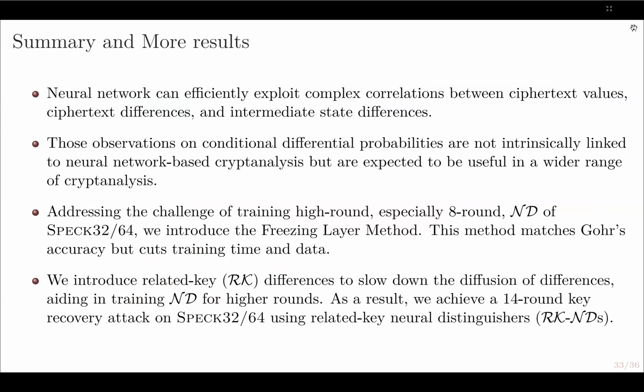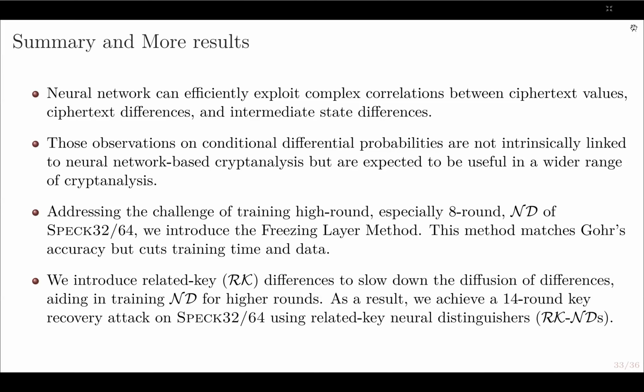So from this experiment, we found that the neural network can efficiently exploit very complex correlations between the ciphertext values, the ciphertext differences, and intermediate state differences. And actually, these observations on conditional differential probability are not intrinsic to neural network-based cryptanalysis, but they are expected to be useful in a wider range of cryptanalysis. And in this work, we have two more subworks. One is addressing the difficulty of training higher-round neural distinguishers.